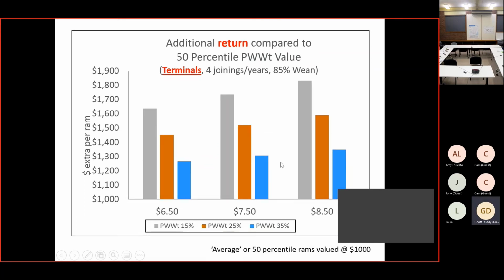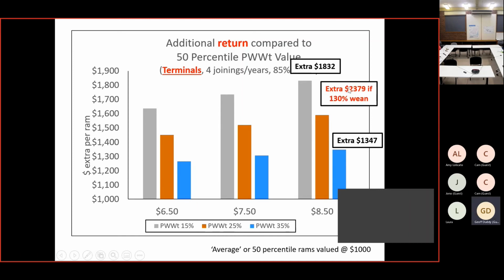Terminals, in this case, we're looking at $8.50. I've just selected on post-weaning weight. So grey are rams from the top 15%, brown are the top 25%, blue are the top 35% for growth rate up to weaning. Again, this is at 85% lamb weaning. So again, if you only average 85% wean, well, your top rams, if you're selling the pricing at $8.50, you can pay an extra $1,830 above the average.